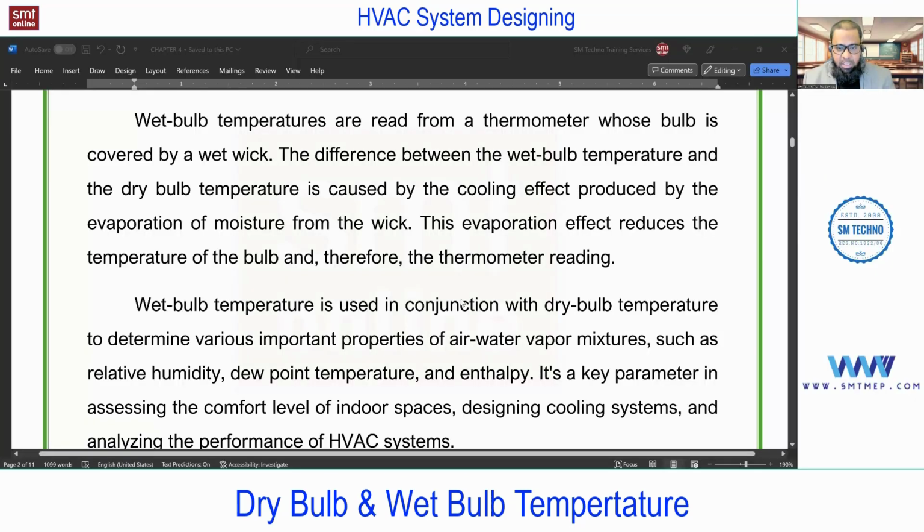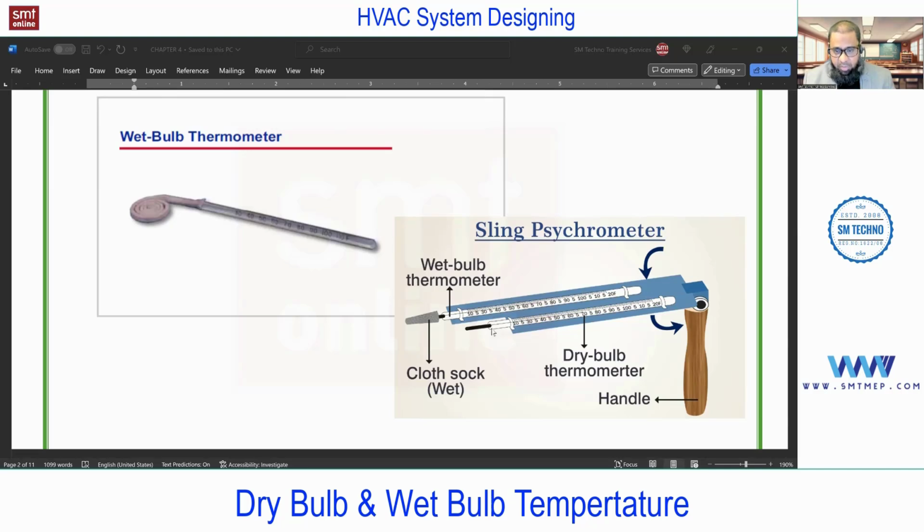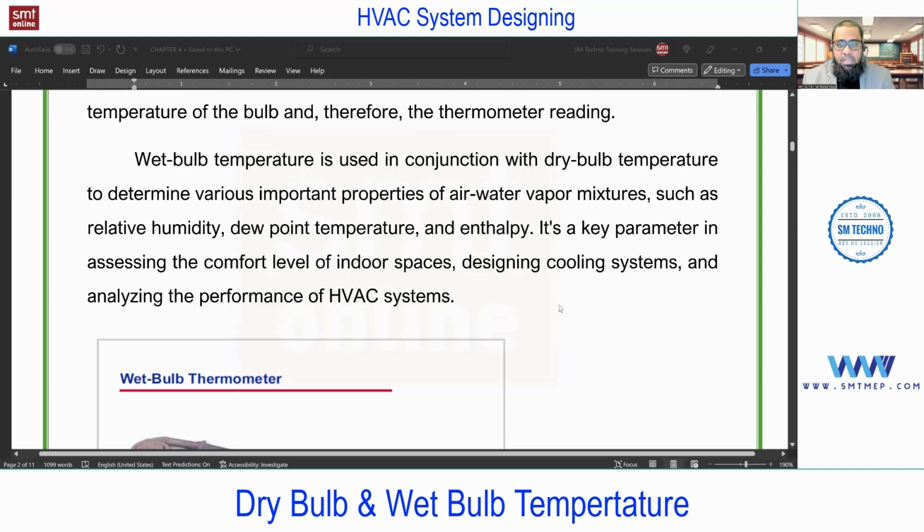So again, I'm going to share the screen. First of all, get a clear idea about the process. This is called sling psychrometer. In that you'll find the dry bulb and wet bulb. The dry bulb is a normal thermometer that will measure the dry bulb temperature, and the other thermometer has cotton or a cloth which makes it wet. After that, by this handle, we'll rotate this. Rotating means what will happen? The movement of air. So after some time, the recorded temperature on the lower thermometer is the dry bulb temperature, and on the upper thermometer we get the wet bulb temperature. This is the process. Now the question is why this property is required.